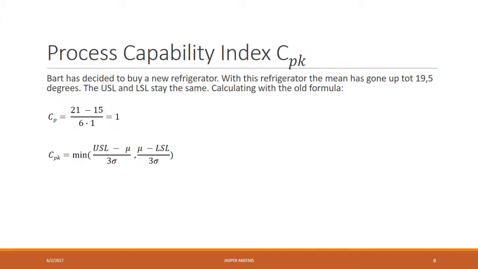But with the new formula, CPK, we do use the mean, because we take the USL minus the mean divided by 3 times sigma, and the mean minus the LSL divided by 3 times sigma, and we take the lowest result of that. So we fill that in with our own numbers, and that's equal to 4.5 divided by 3 or 1.5 divided by 3, which is 0.5, which is the lowest. So here we see the differences between the two formulas.